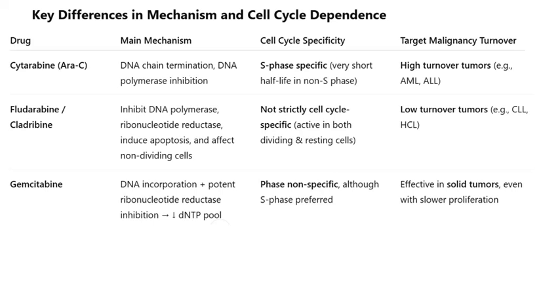Summary points. Cytarabine: strictly S-phase, rapid clearance, needs fast proliferation, acute leukemias. Fludarabine and cladribine: apoptosis-inducing in non-dividing lymphocytes, CLL, HCL. Gemcitabine: long intracellular half-life, targets both DNA synthesis and nucleotide pools, broader phase activity, solid tumors.